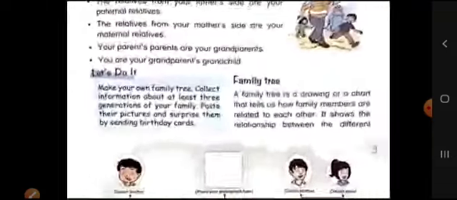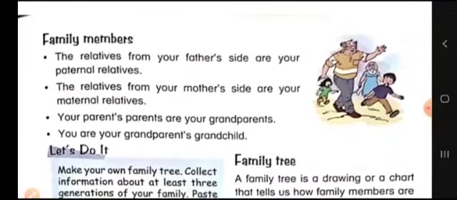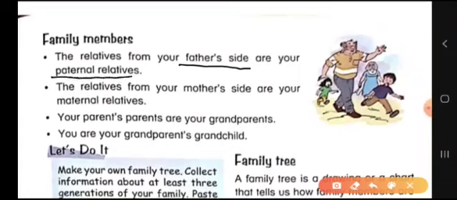Now, next we have the family members. Let's learn about them. The relatives from your father's side. So, all the people from your father's side are your paternal relatives. So, जैसे आपके चाचा हुए, आपकी बुआ हुई, आपके ताई हुए, तो they are termed as your paternal relatives.